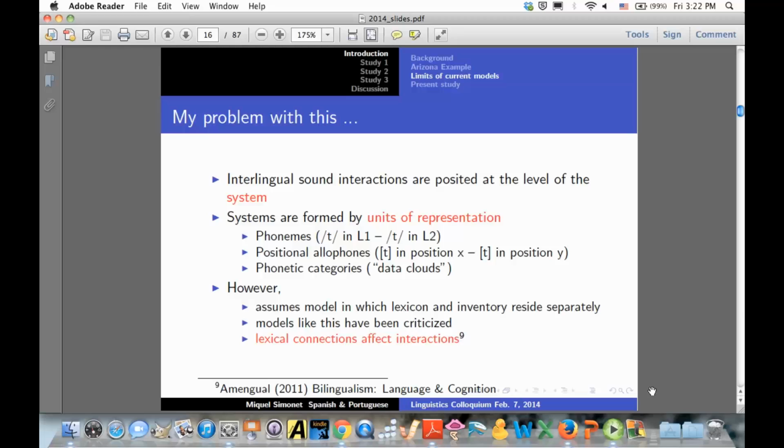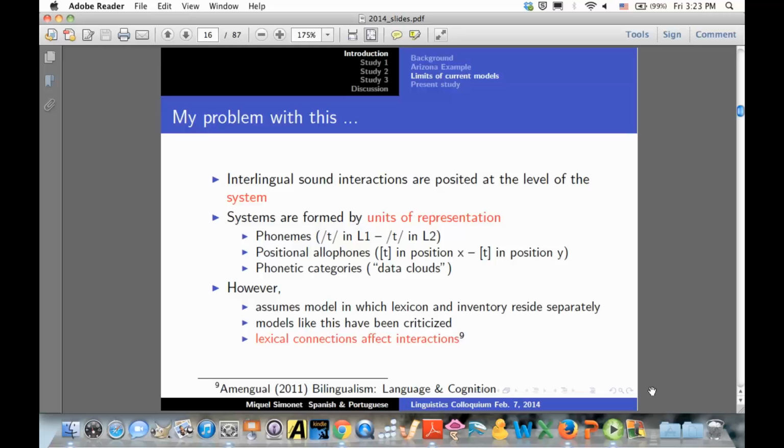But in my opinion, this assumes a model in which lexicon and inventory reside separately, and the lexicon doesn't matter. And I think that this view of phonology has been criticized in the last few years, and I don't think that second language models have been following through.